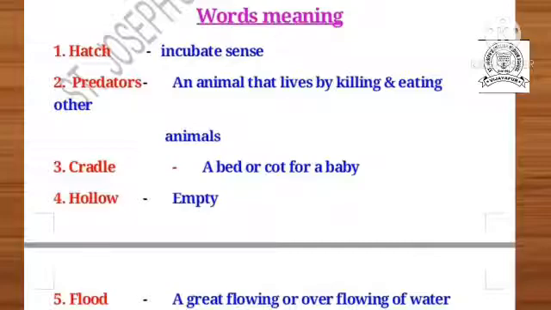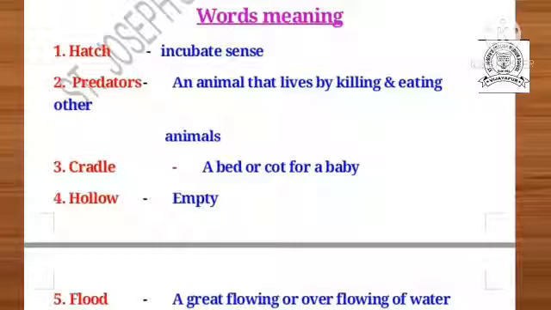Hatch means what? Incubate. When birds lay their eggs, after laying the eggs, these birds sit on their eggs. It is called hatching. Hatching means the bird gives warmth to the developing embryo in the egg. It is called hatch. Second one, predators. Predators means what? An animal that lives by killing and eating other animals. They hunt other animals and eat them. It is called predators.